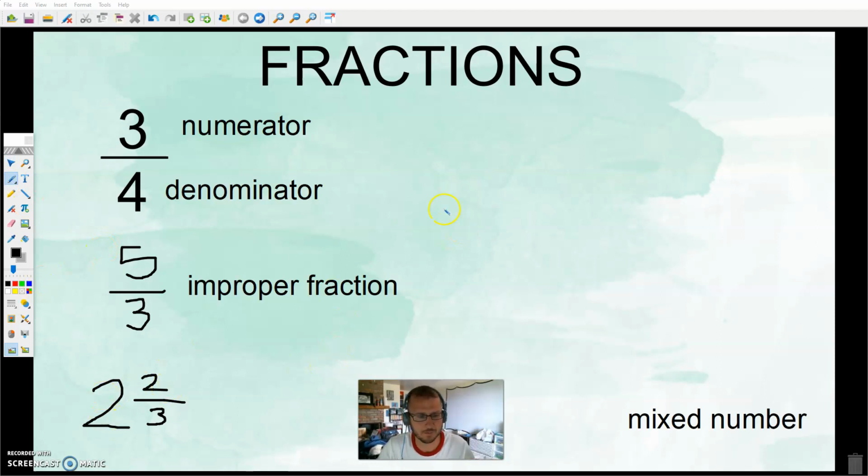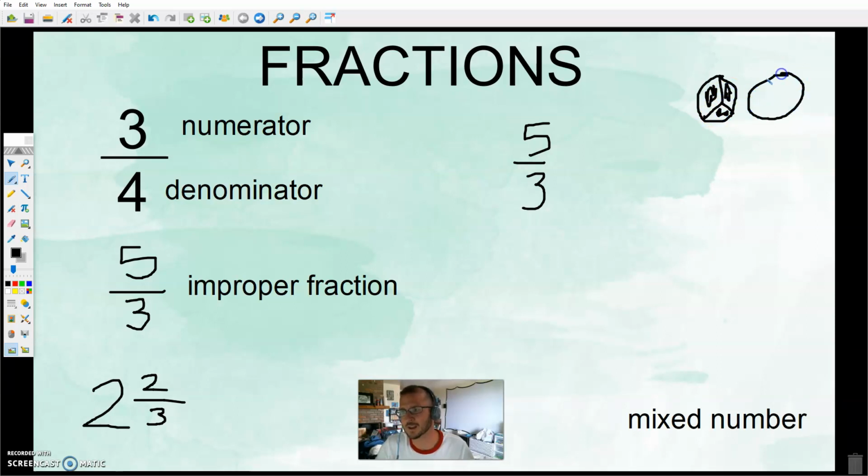So really, an improper fraction is the fractional form of a mixed number. Because if you think about it, if I have 5 over 3, and I take an item here and I divide it into thirds, there's 1, 2, 3. So I need another one. I take another item and I divide it into thirds. Then I have 1, 2. So there's 1, 2, 3, 4, 5 thirds, which means that's the same as 1 whole and 2 thirds.